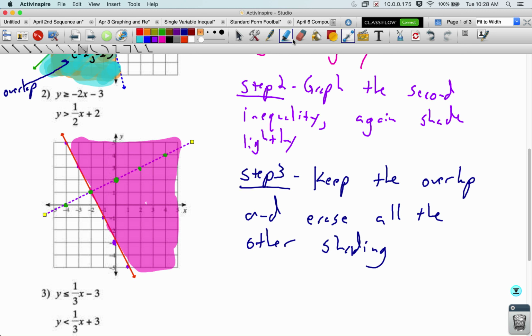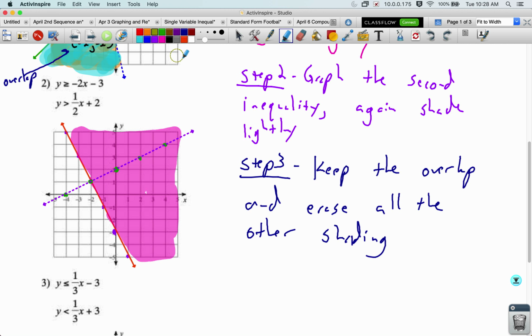All right. Get a different color, and I want to shade above. This is a greater than symbol, so we shade above. So up here, and we see one of the sections gets a little bit darker. That's the overlap. That's what we keep. So we get our eraser out. We'll make my eraser a little bit bigger this time. And we're going to only keep that overlap.